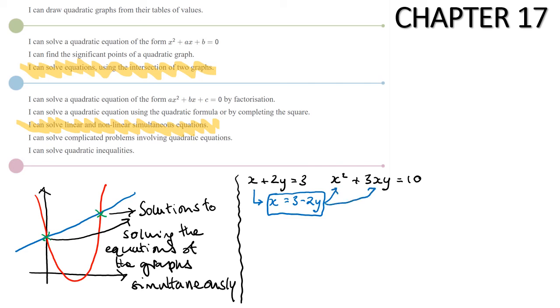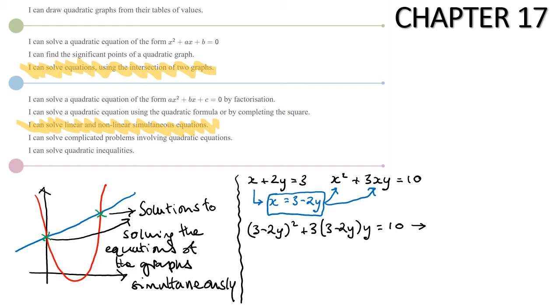So everywhere I see x, I'm now going to put 3 minus 2y. So that will give me (3 minus 2y) squared. So I'll replace the x with that and it becomes all of that squared, and then plus 3x, so that's going to be 3 times (3 minus 2y) times y, so that's like 3xy equals 10. I'm going to multiply all of that out, so I'm going to expand the brackets and simplify it.